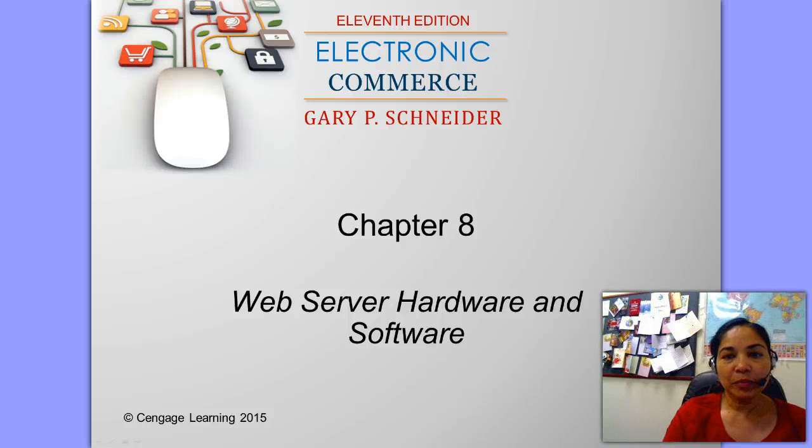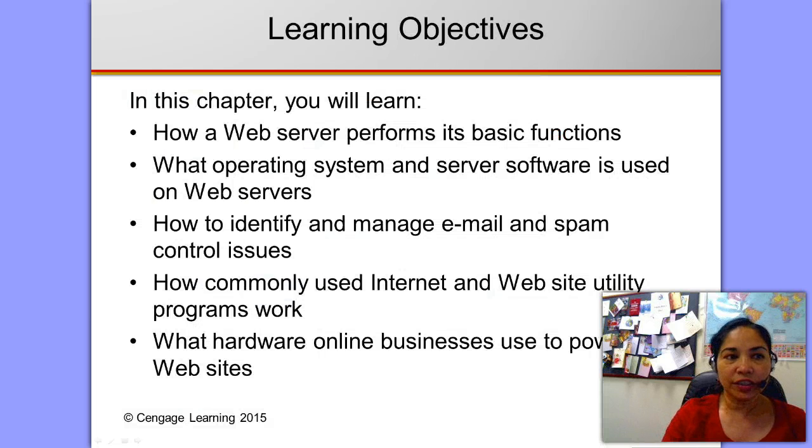Chapter 8, Web Server, Hardware and Software. The learning objectives for this chapter are: how a web server performs its basic functions, what operating system and server software is used on web servers, how to identify and manage email and spam control, how commonly used internet and website utility programs work, what hardware online businesses use to power their websites.